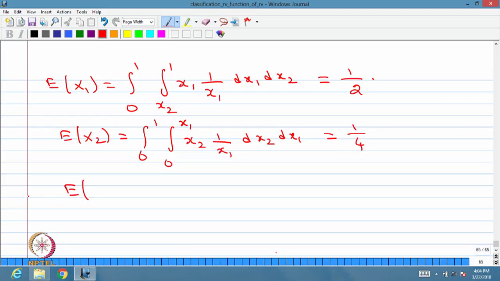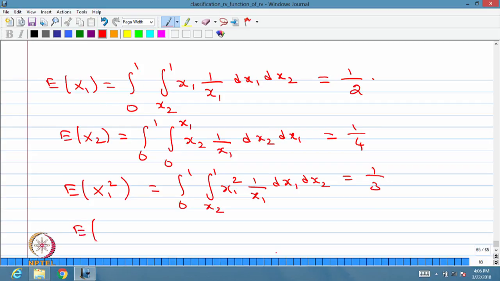Similarly, we can go for expectation of x1 square, that is same method that I have done for expectation of x1, that is integration 0 to 1, integration x2 to 1, x1 square, the joint probability density function is 1 divided by x1, dx1 dx2. Or you can change the order of integration, still you can get the answer, that is 1 by 3.